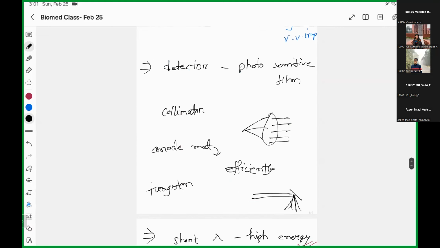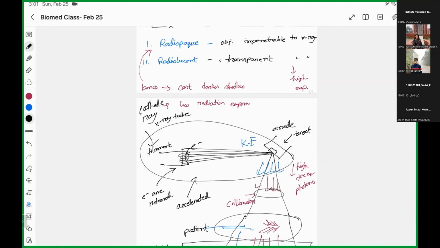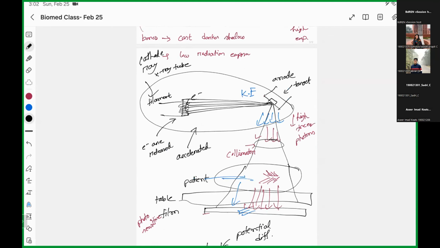99% is heat. Heat does not actually have any harm towards the body. This heat that is generated inside, we absorb those things.